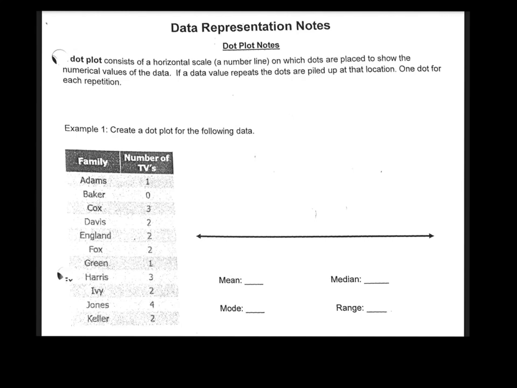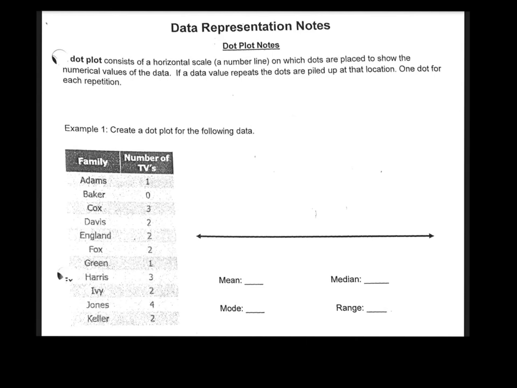Okay guys, so we are moving into the portion of our unit on univariate data where we represent the data. You may have seen dot plots in 6th grade, so we're just going to do a quick review of what they are. A dot plot consists of a horizontal scale, a number line, on which dots are placed to show the numerical values of each data. If a data value repeats, the dots are piled up at that location, one dot for each repetition.